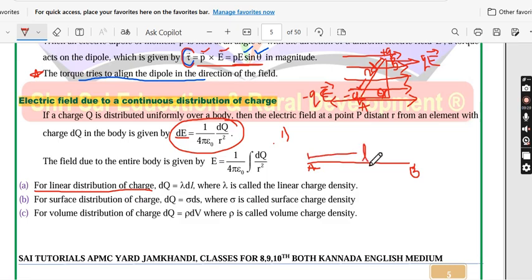It is having the length L, on which a charge Q is distributed uniformly. Suppose let us consider charge Q like this. Charge Q is distributed over this length.